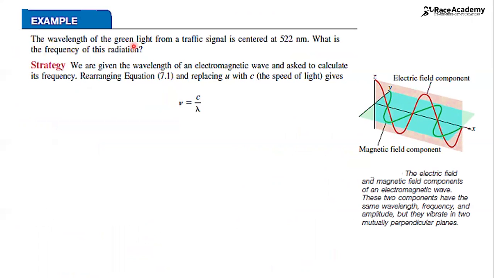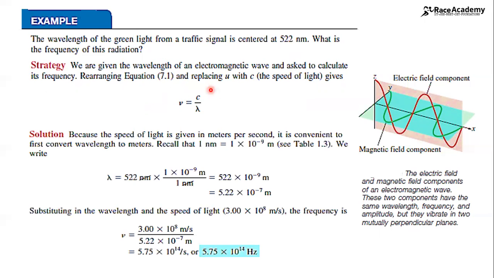The wavelength of green light from a traffic signal is centered at 522 nanometers. What is the frequency of this radiation? What is the strategy? We are given the wavelength of an electromagnetic wave and asked to calculate the frequency. If you rearrange the equation, then nu equals c by lambda. The value of c is 3 into 10 power 8 meters per second.